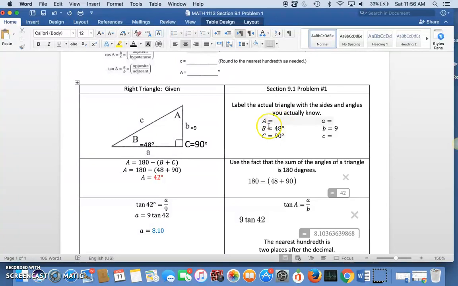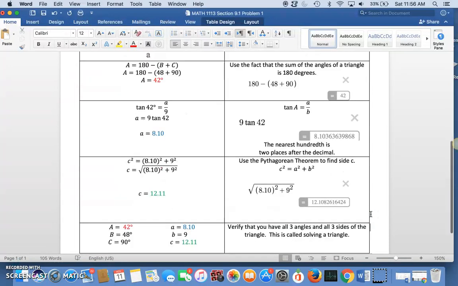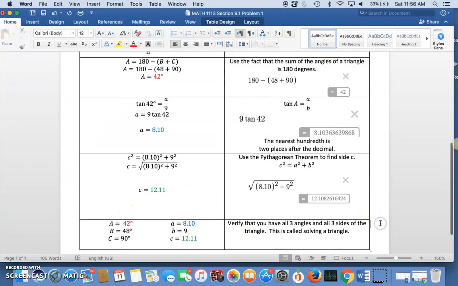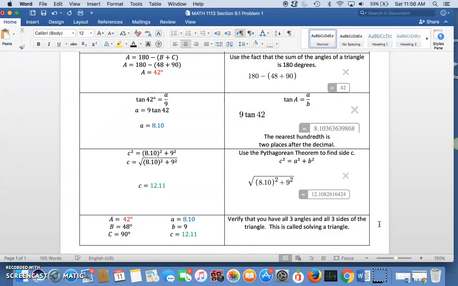So now you have angles A, B, C, you have side A, side B, all that's left is C. It's a right triangle, so we will use the Pythagorean theorem to find it. Plug in. Remember, the theorem itself is for C squared. We want C, so after you plug in, you're going to take the square root. Put that in your calculator, and your answer is 12.11 if you round it to 2 decimal places. So now you have all 3 angles and all 3 sides. You have actually solved your triangle. That's what solving a triangle means. It's finding all the missing parts.